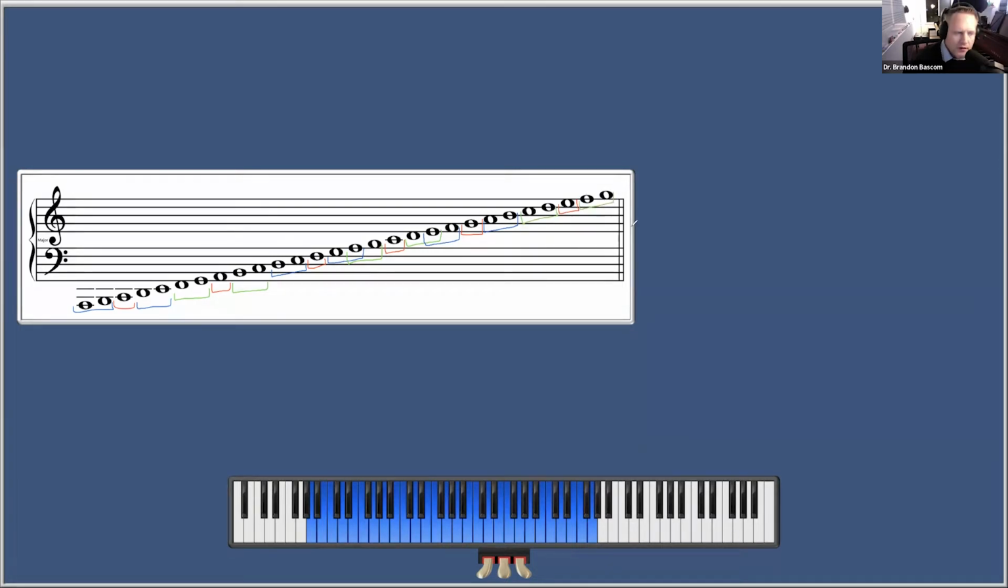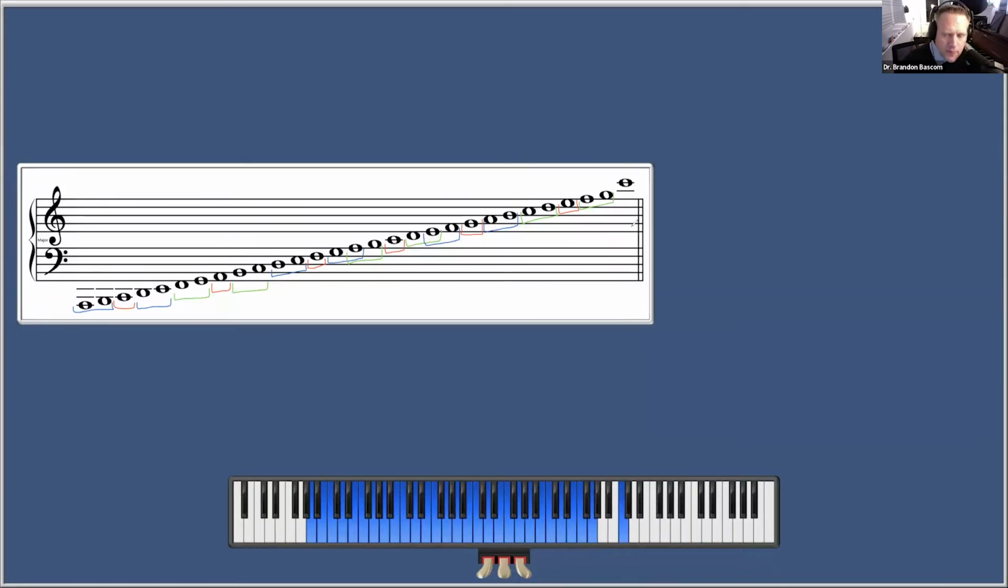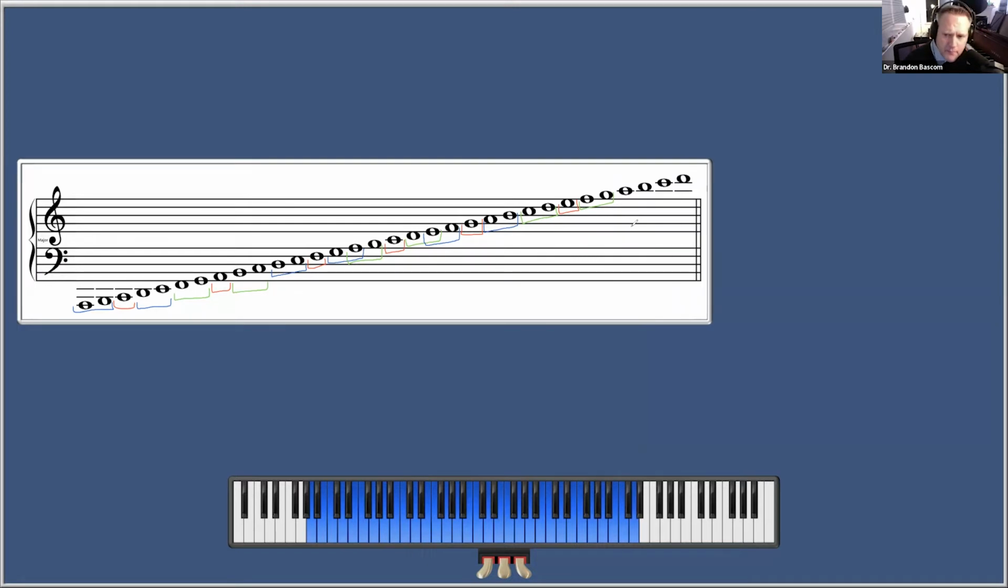My next home note is high C. High C is responsible for a step below, which is B. And C is responsible for a skip below, which is A. High C is responsible for the step above, which is D. And a skip above, which is E.